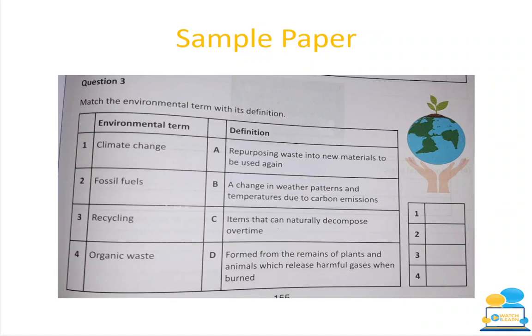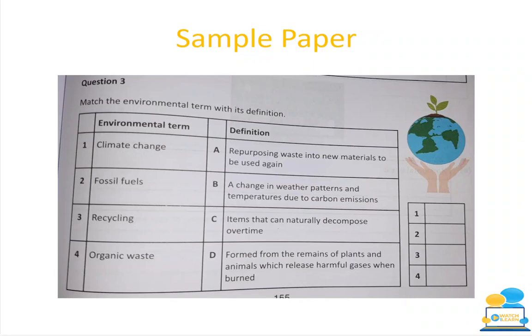So if I was to look at number one, climate change, and I was to read through it, the first thing says repurposing waste into new materials to be used again. I know that's not climate change. Next one is a change in weather patterns and temperatures due to carbon emissions. So that is climate change. So I'd write 1 and I'd write B beside it in the table to my right hand side. So that's that bit done.